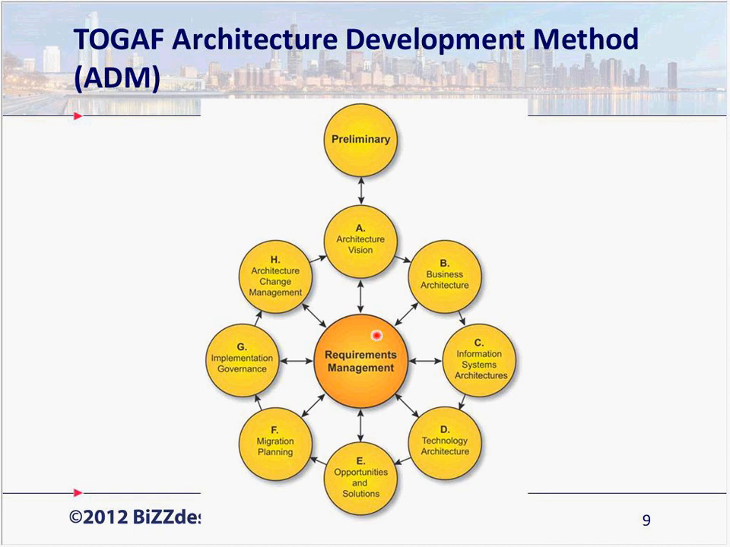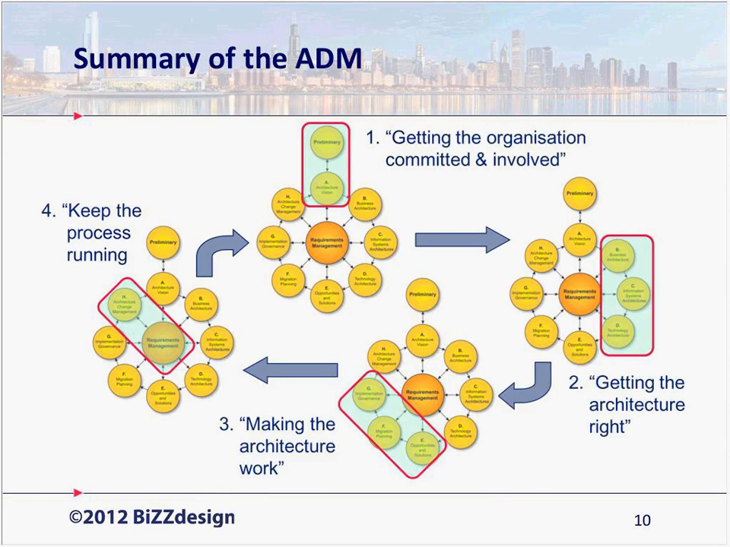Well, in a nutshell, the TOGAF ADM, which is central to TOGAF, you can say, well, if you look at the ADM, you can split it up in four parts. The first one is about getting the organization committed and involved. So it's getting a grasp from all the stakeholders, creating some kind of vision, and also creating support in management. The second part is really about getting the architecture right. So how is my business architecture, my information systems architecture, and my technology architecture looking, and how should the target state look.